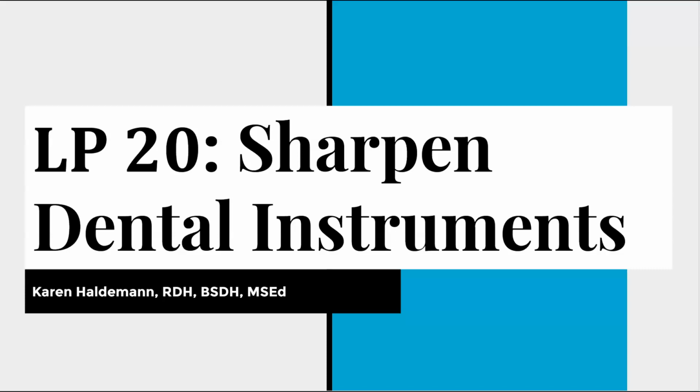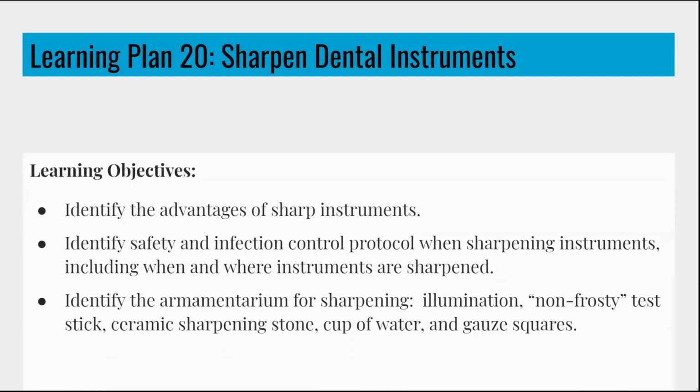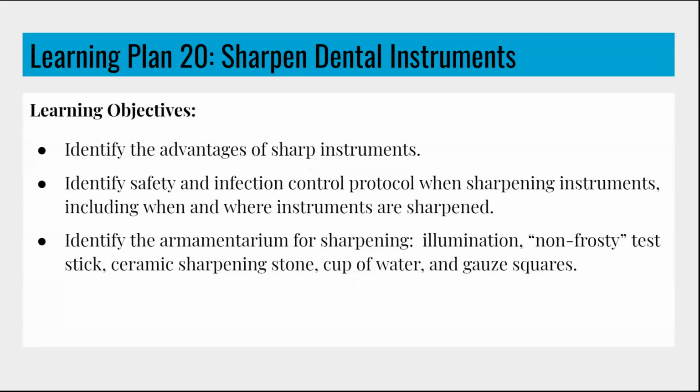Learning Plan 20, Sharpen Dental Instruments. Learning objectives. Identify the advantages of sharp instruments. Identify safety and infection control protocol when sharpening instruments, including when and where instruments are sharpened. Identify the armamentarium for sharpening.